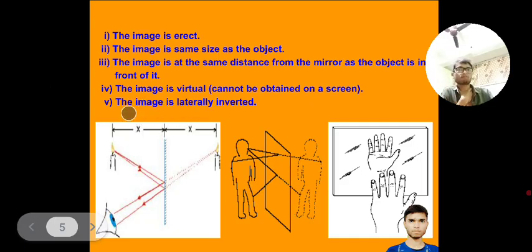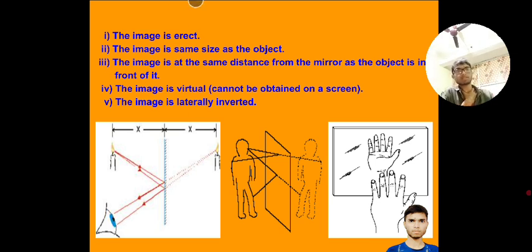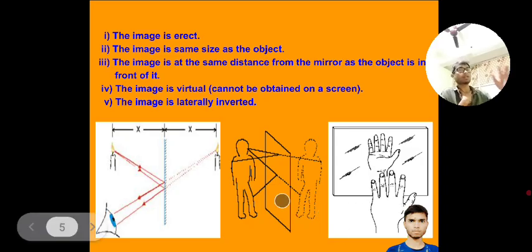Next, we have the image is virtual, which means imaginary image. When it comes to a virtual image, make sure that the image cannot be projected or obtained on a screen, because this is imaginary, it is not real. So virtual is not real, it is imaginary, and cannot be obtained on a screen. The image is laterally inverted. What is the meaning of all this?